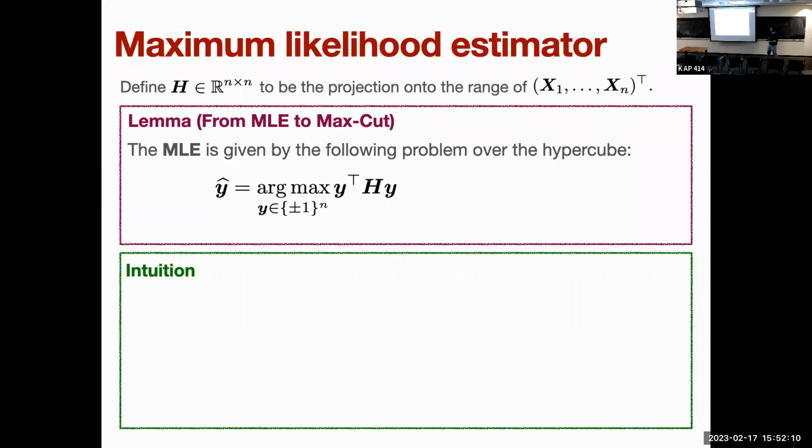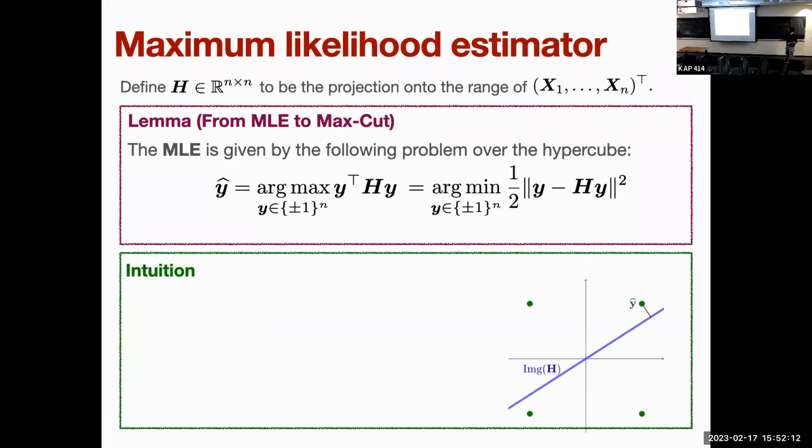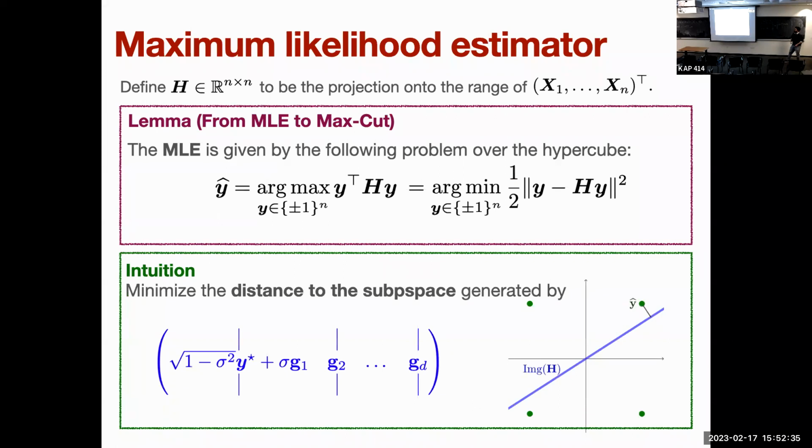So before, I told you that this H was a projection onto some subspace, and you can reinterpret this problem as minimizing the distance between the hypercube and that subspace, because this is just the distance to each one of the points in the hypercube. So I'm trying to find the thing that is the closest in the hypercube to the subspace. This is because H is a projector, so H squared equals H.